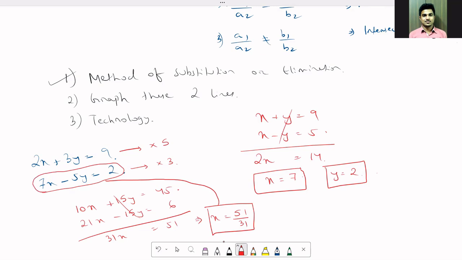Okay, so that was how we solve simultaneous equations and how we find out if these two different lines are intersecting or parallel or coincident.